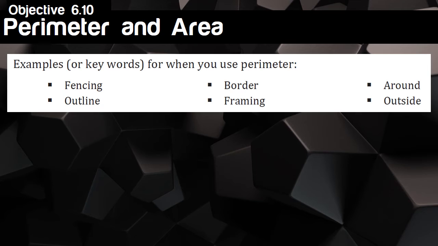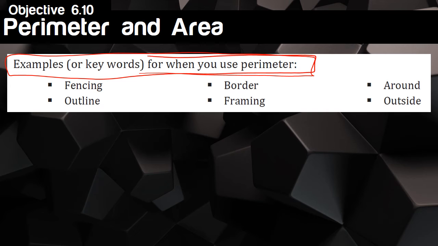So we have some examples of some keywords here that when given in word problems, you'll know to use the perimeter formulas here. And so we have things like fencing. Fencing goes around. So anything that goes around or the outside fencing. We're drawing an outline. We're putting a frame around a picture because that goes around the outside edges. Or we can add a border to something. We would use the perimeter formulas.